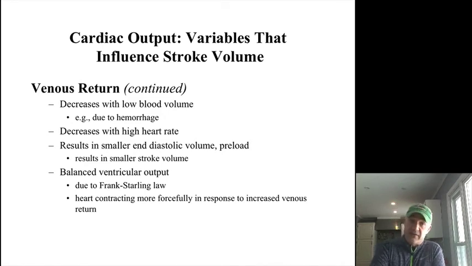Things can also negatively influence this. So if you have a hemorrhage, some type of blood loss, you're going to have decreased venous return. If we start getting heart rates too high, like with the supraventricular tachycardia, especially if you don't have the strong venous return pumping it into the heart, as heart rates get higher, there's less time for it to fill.